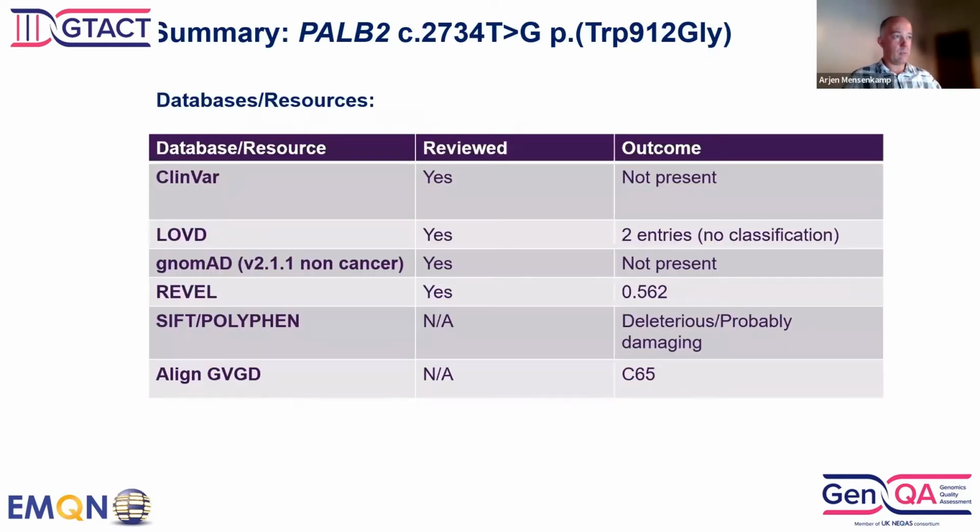For this variant, we checked the databases. It is not present in ClinVar at the moment. It is present in LOVD, but without classification. The variant is not present in gnomAD, and the REVEL score is 0.56. SIFT and PolyPhen are both deleterious, and Align-GVGD is C65, which is also deleterious. So it is a very highly suspicious variant on the basis of these resources. Next slide, please.